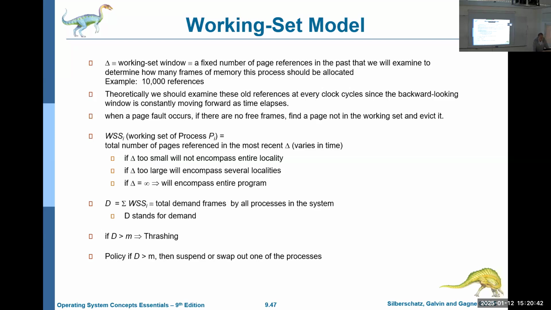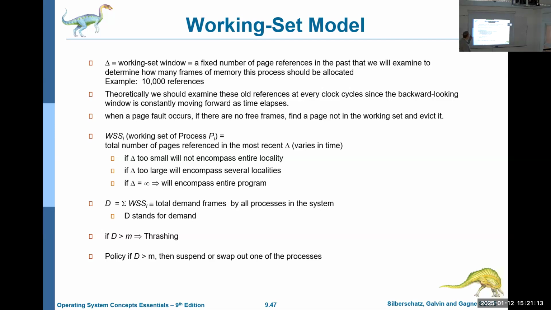Okay, so we're going to learn something called the working set model, which is not to be confused with what we already learned, which is the second chance model. That was for page replacement in general. This is the working set. So here Delta is the working set window. It's a little bit confusing here. The working set window is a fixed number of page references in the past that we will examine to determine how many frames of memory this process should be allocated.